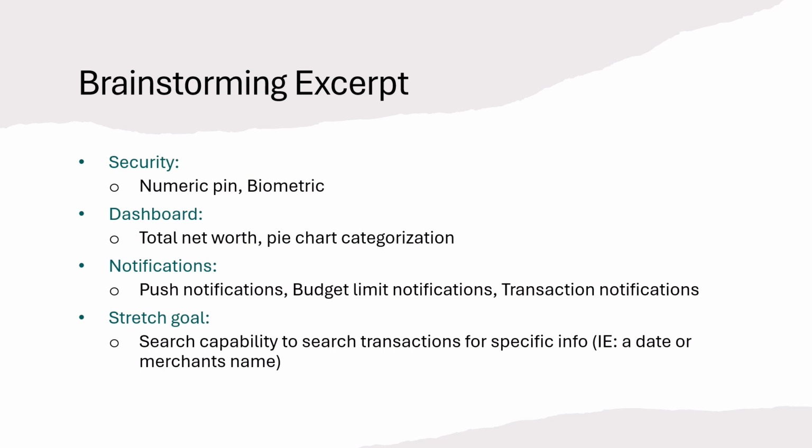So just an excerpt from our brainstorming session. We had ideas for security with a numeric PIN or using the phone's biometric authentication if it had that. Dashboard, we thought, let's have a dashboard so you can check your financials at a glance with a total net worth and a pie chart categorization so you could see all the categories that you spend your money on, but in a pie chart graph to visualize it.